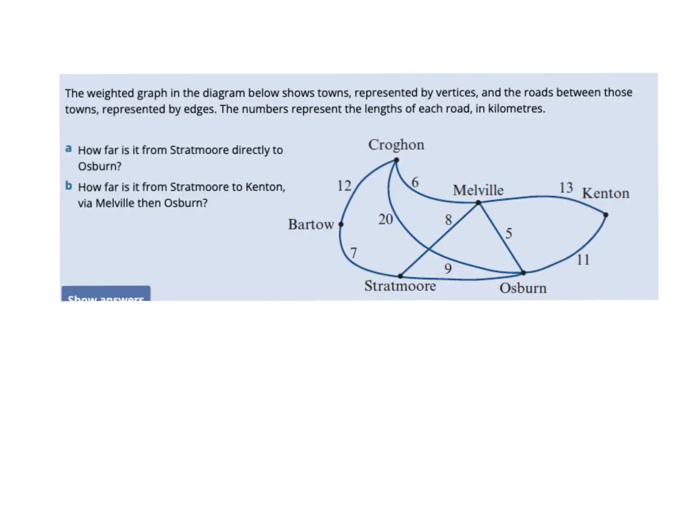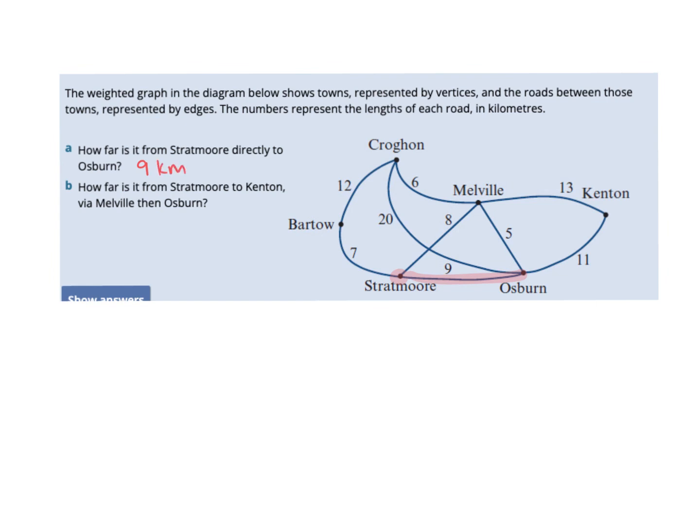Okay. All right, so let's have a look at this. A weighted graph in the diagram below shows towns represented by vertices. So the dots are the towns, and the roads between those towns are represented by edges, and the numbers represent the lengths of each road in kilometres. Okay, so how far is it from Strathmore directly to Osborne? 9. So you want to be at Strathmore and you want to go directly to Osborne. We're going to say that would be 9, and it said kilometres, so 9 km.